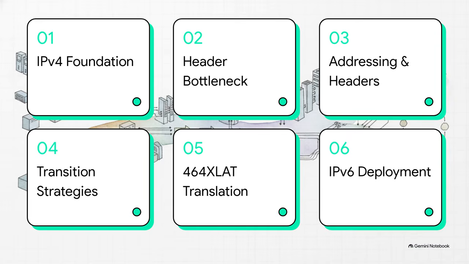So think of this explainer as our milestone sprint. We're going to take all that hard work you did and synthesize it into 6 core actionable buckets. We'll quickly recap the IPv4 foundation, look at the IPv4 header bottleneck, move on to IPv6 addressing and headers, cover the core IPv6 transition strategies, dive into translation with 464XLAT, and finally, planning your IPv6 deployment.